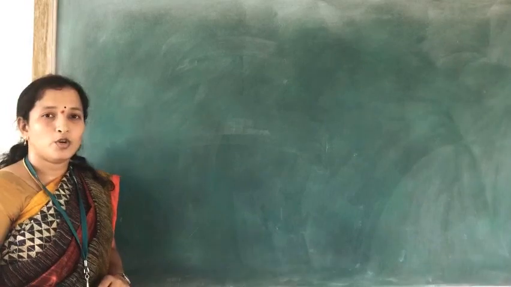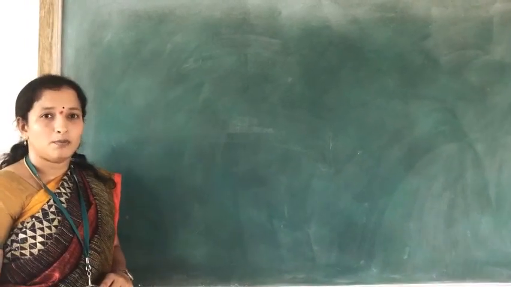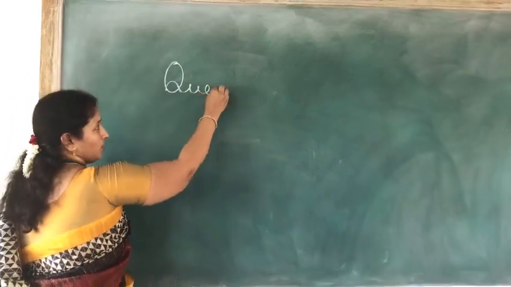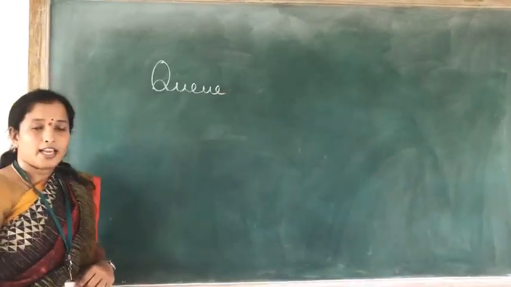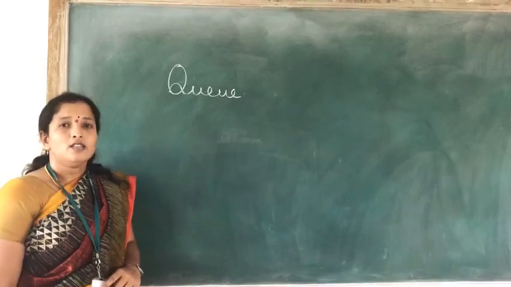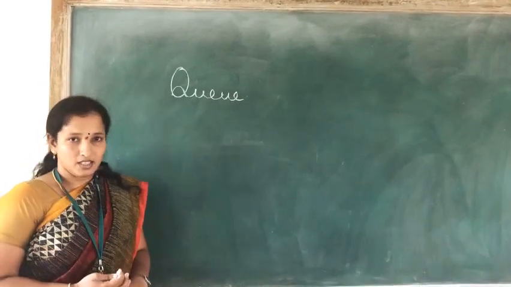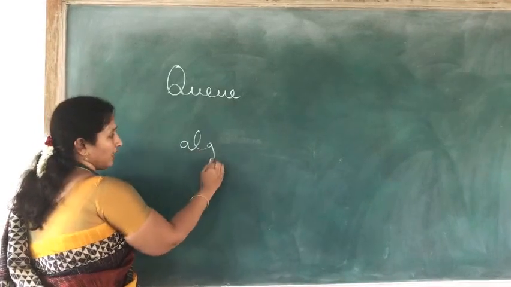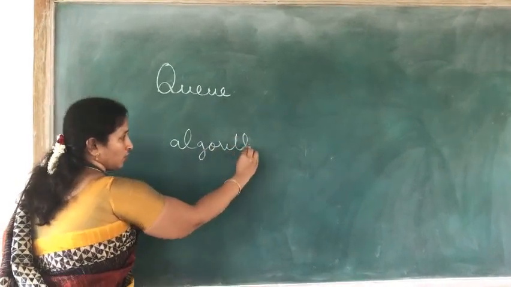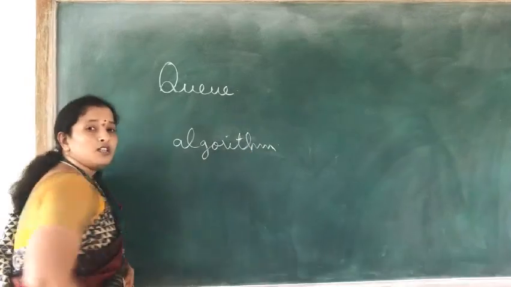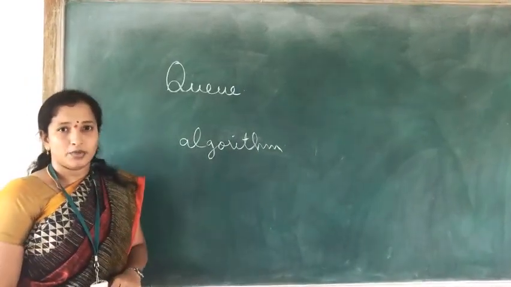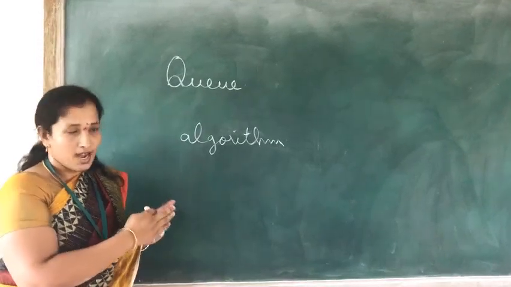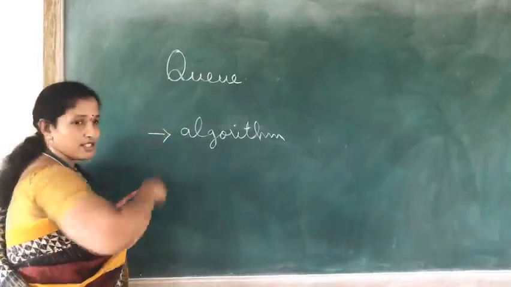Good morning. Now we are going to see about the topic queue. What is meant by queue? Queue is a type of data structure. First we have to know the basic concept of queue. First, it is an algorithm, a set of procedures to implement to store the data in the computer. This is one of the ways to store the data in the computer, and that is the first main point.